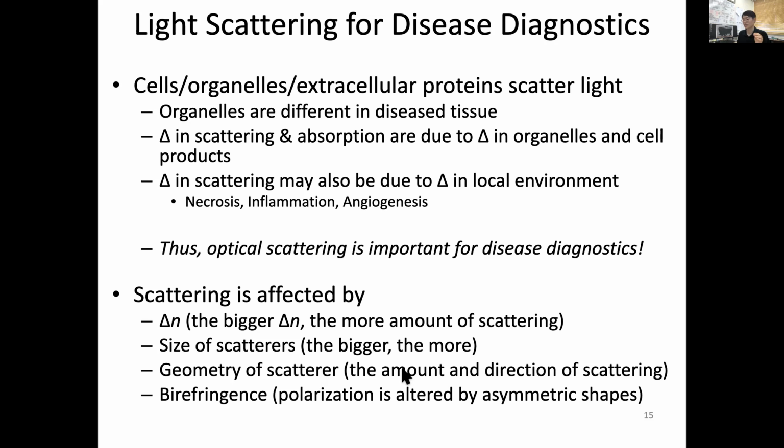For example, the scatterer geometry, such as how many or what kind of shape they have, will also affect it. Also, some specific biomolecules exhibit a very interesting phenomenon of polarization alteration we call birefringence. And that could also be utilized for a specific type of detection or imaging system.